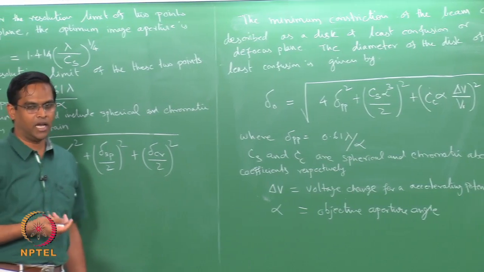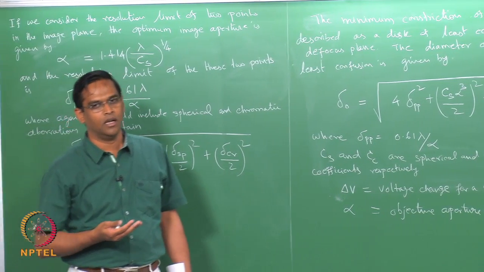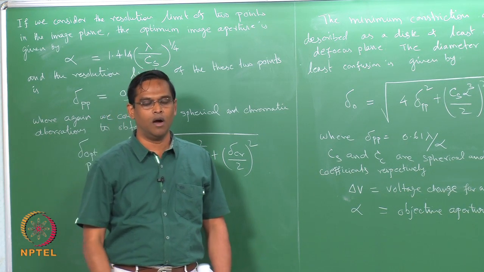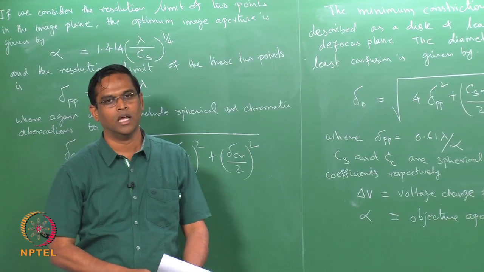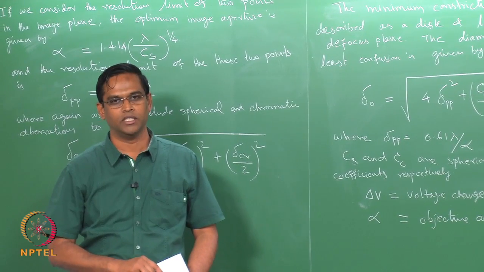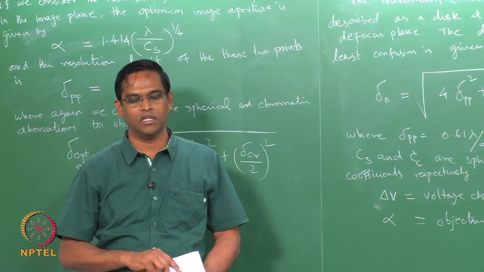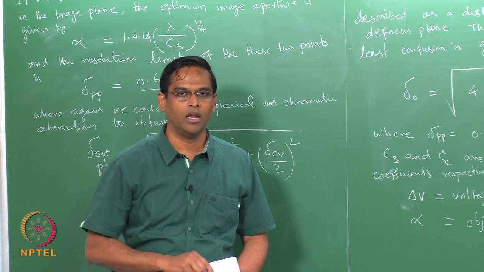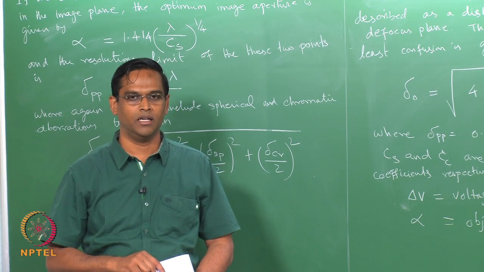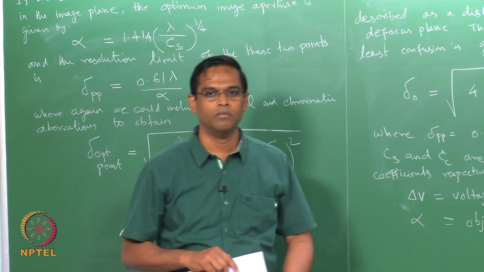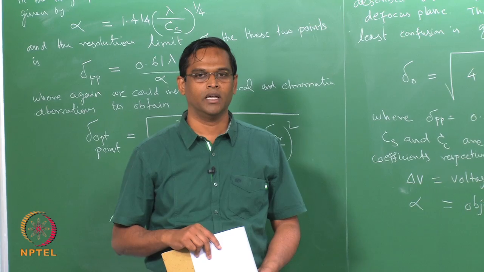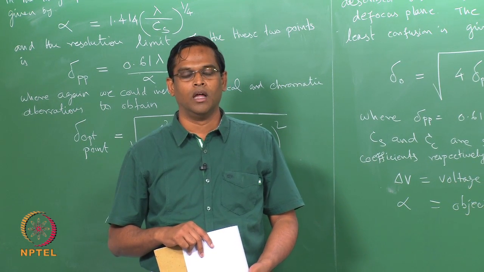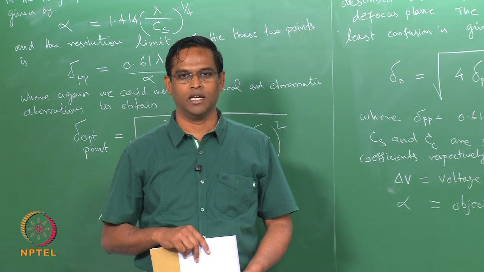So in this class, I hope you have at least some basic idea about how aberrations in an electron optical system are considered and their influence on the resolution of the image and the microscope. So now we will move on to the actual electron optical system. Especially we will start with scanning electron microscopy and its working principle and its application from the next class. Thank you.